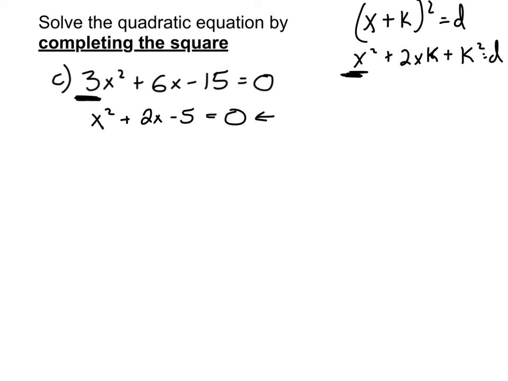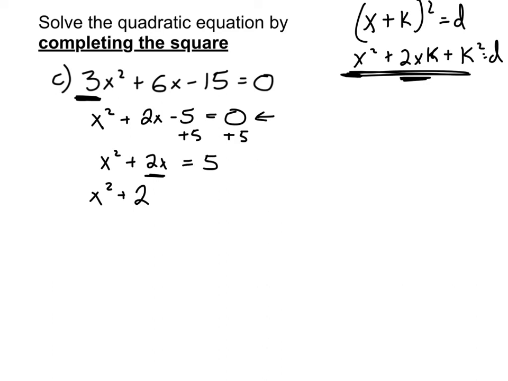Alright, so now I'm going to add 5 to both sides. Okay, I'll end up with x squared plus 2x equals 5. Alright, remember my goal is to make it look like this equation over here. So I need to have 2 times x times k, this term in the center. I want this 2x to look like that. So I'm going to rewrite this as x squared plus 2x, and then there's times 1, right? So k is just 1.